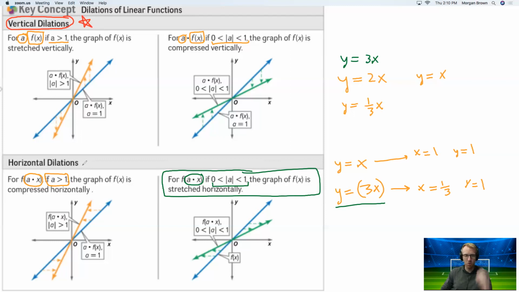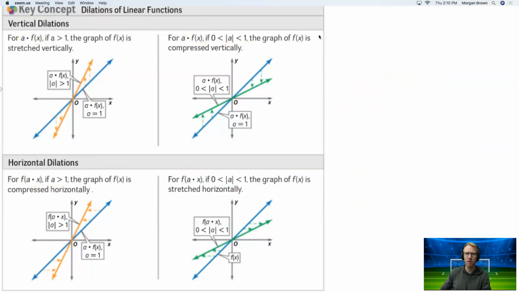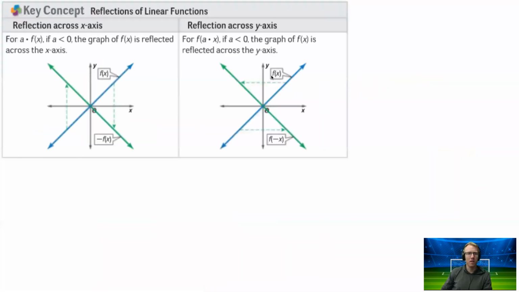And then you'll focus more on horizontal stuff a little bit this year. We're introducing it, but you'll focus a lot more on these in Algebra 2 and especially in pre-calc. So a couple of years down the road from now. All right, moving on to our third and final one, which is going to be reflections.